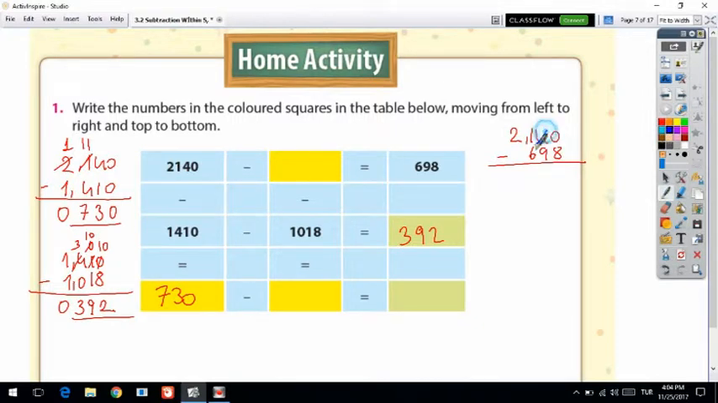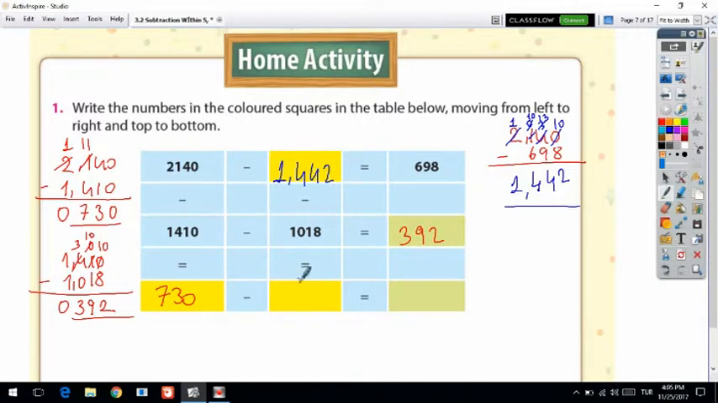0 minus 8 we cannot, so we go to the next. 4 could be 3, then 0 will be 10. 10 minus 8 is equal to 2. 3 minus 9 we cannot, so 1 another one could be 0, 3 will be 13. 13 minus 9 is equal to 4. Then 0 minus 6 we cannot, so we go to the next. 2 will be 1 and 0 will be 10. 10 minus 6, 4, then 1 brings down. So your answer is 1442.